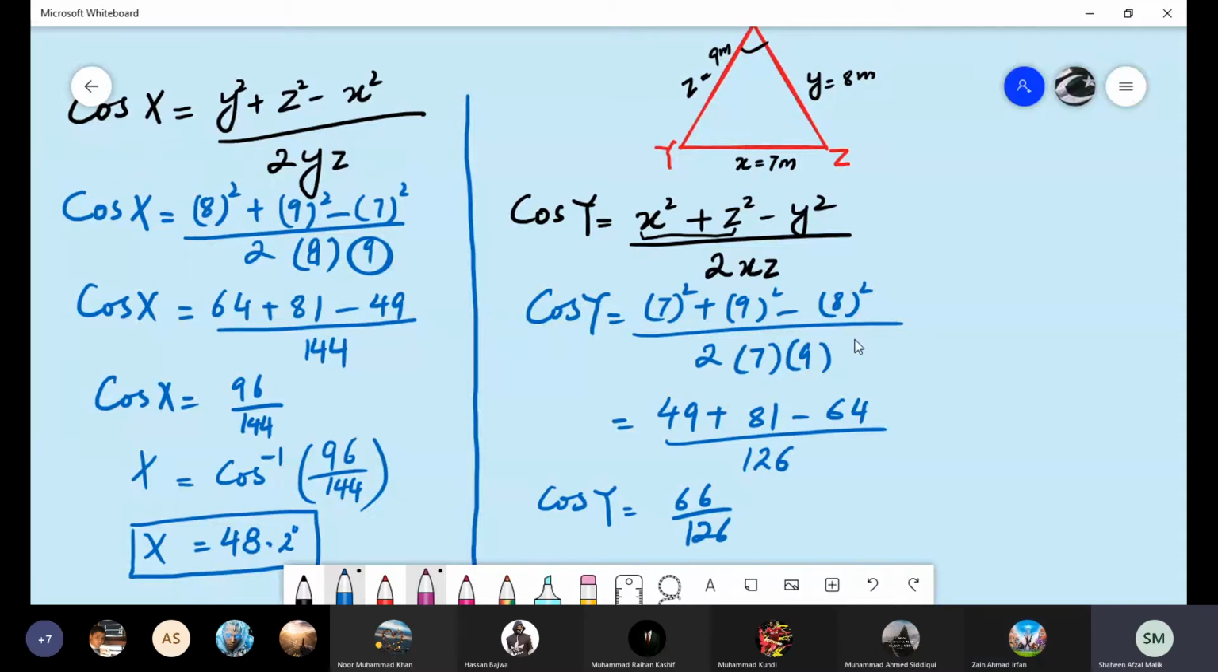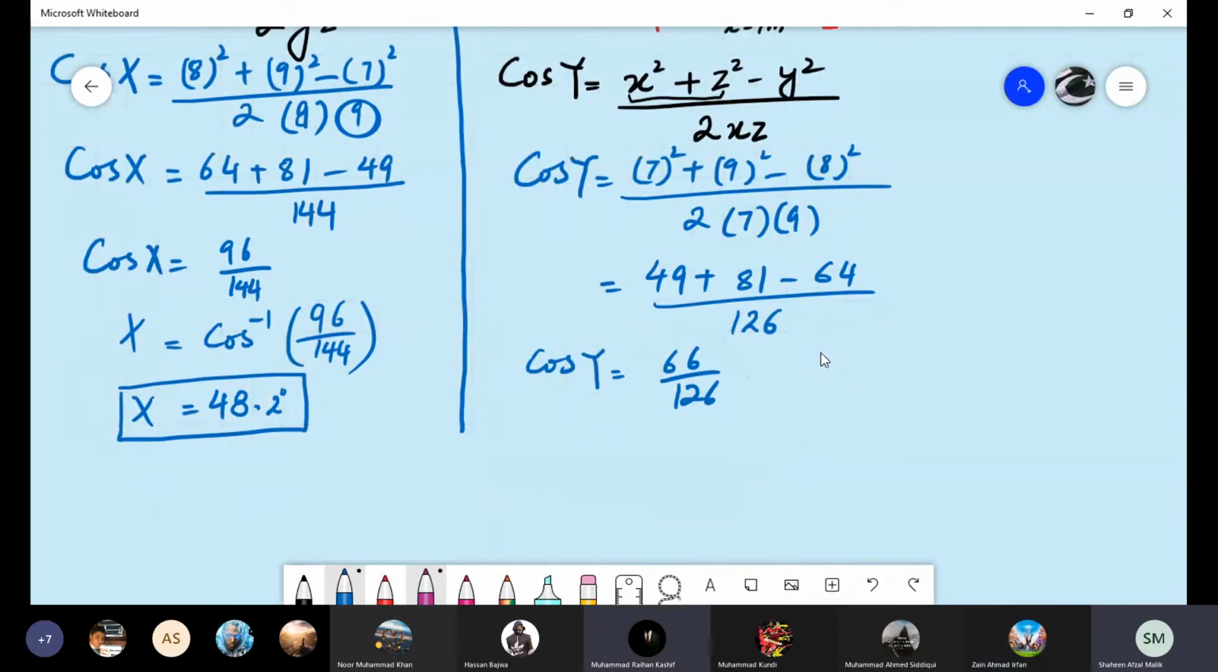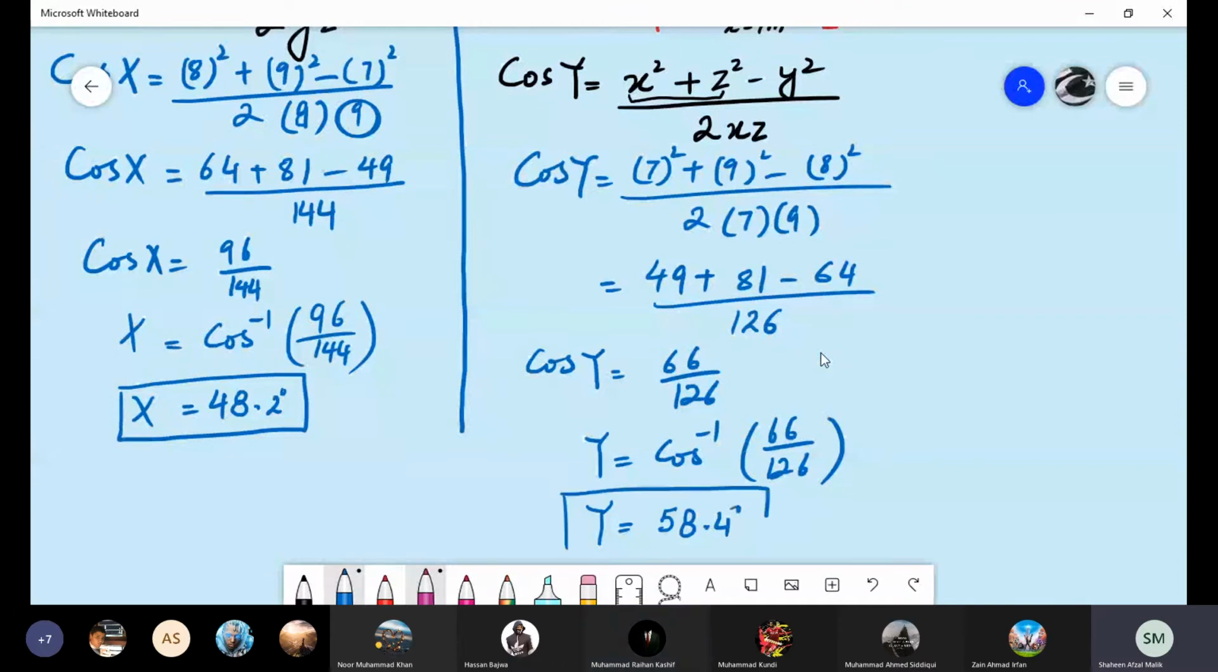Yes, Rehan, how will you find out the value of angle Y? Ma'am, then we will take cos inverse. We will read it as cos inverse 66 over 126. Okay, take it on your calculator. Yes, ma'am. The answer is 58.41. 58.4, yes, 58.4 degree will be the Y value.